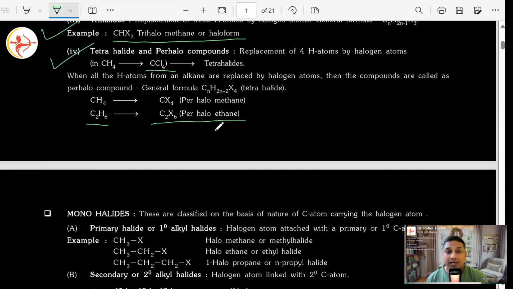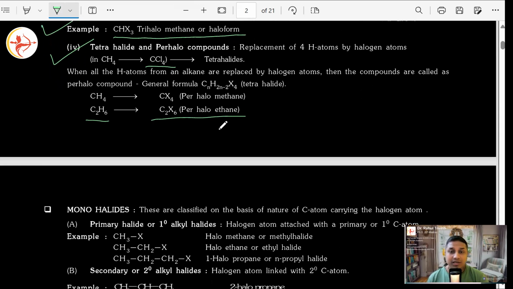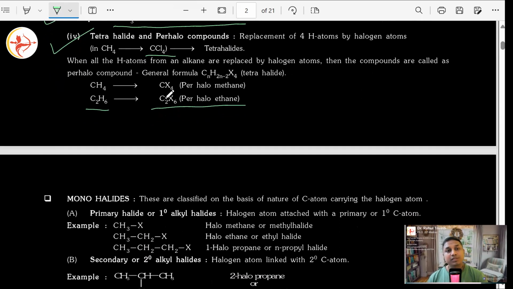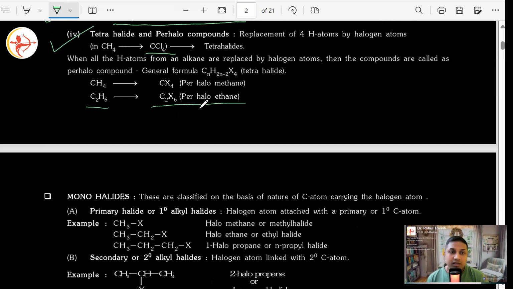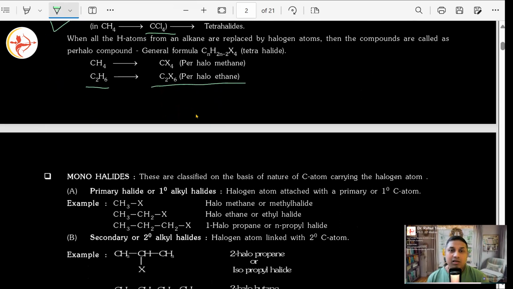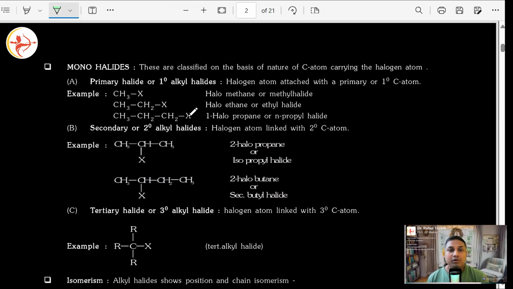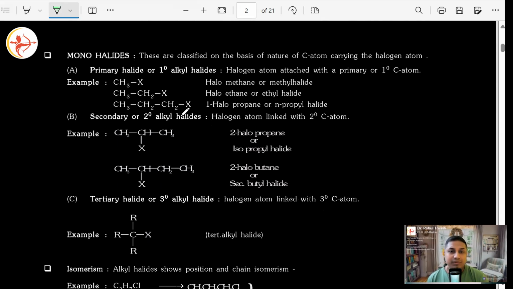Perchloroethane or perbromoethane, like that also we can name it. Carbon tetrachloride, though we call it, but there is an IUPAC name also, which is perchloromethane. Are we good? "Per" represents that all the hydrogens have been substituted with the halide group. Good.